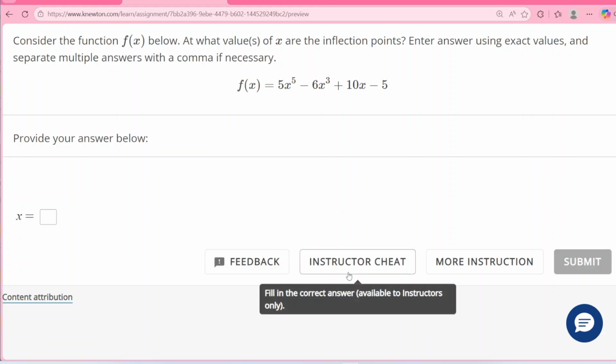I hope it's understandable that you will not have the instructor cheat button, right? That's for instructors only to fill in correct answers. I'm not going to be using that in this video because you won't have it either.